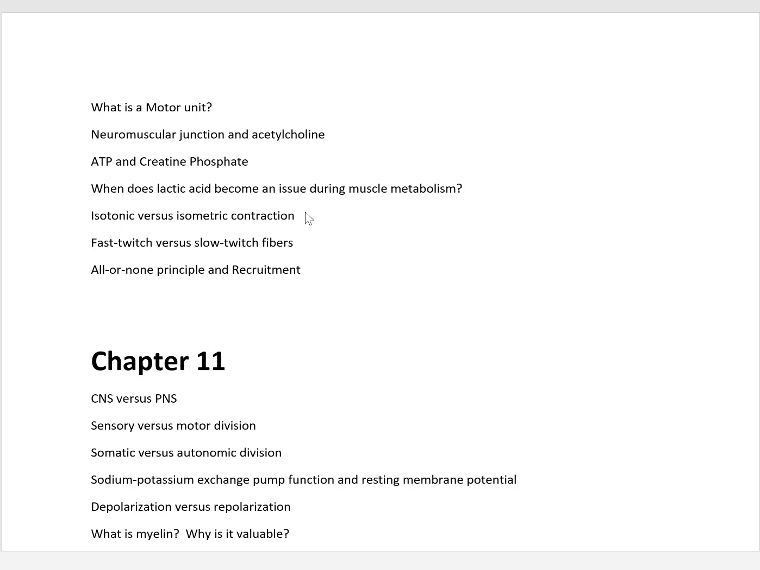Isometric means same length. So an isometric contraction is when muscles are contracting, but there's no change in length. If you're standing still, think of all the muscles that are contracting so you don't just fall over. So your postural muscles are all isometric. They're contracting, but you're not moving. There's no change in length. That's an isometric contraction.